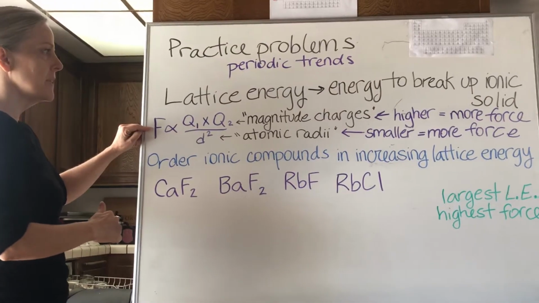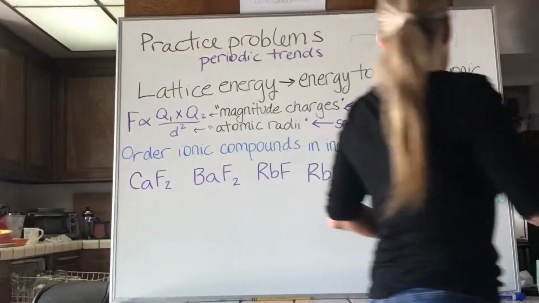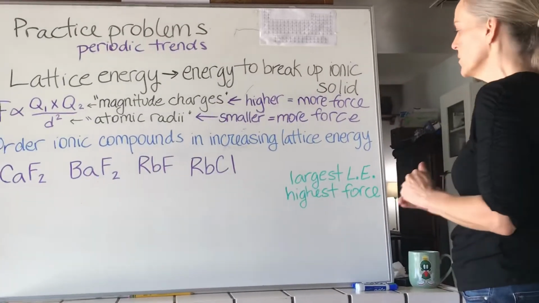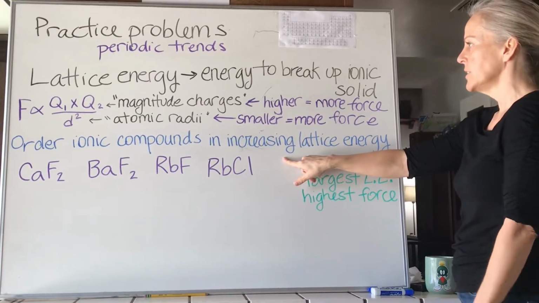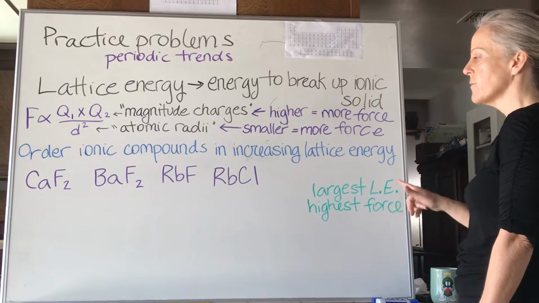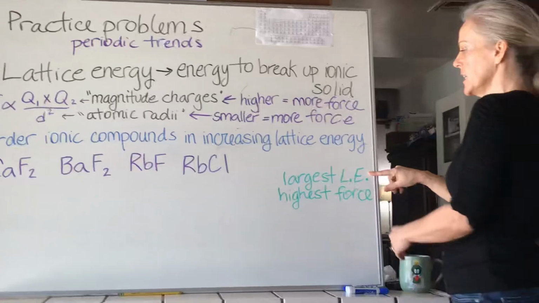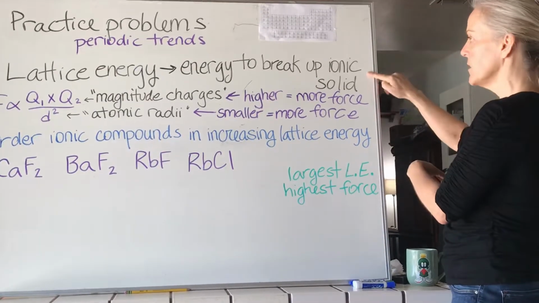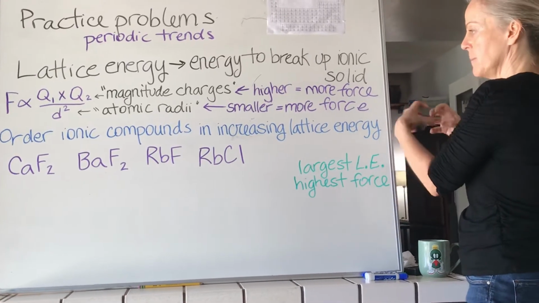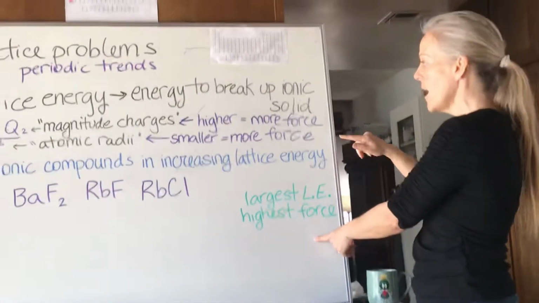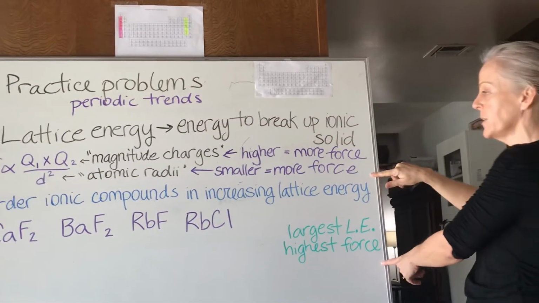And when we say something is increasing or decreasing, to put them in that order, I think it's a good idea to write down what they're looking for and say to yourself, if I'm putting them in increasing lattice energy, the one that I put to the far right has the largest lattice energy. The largest lattice energy is because the stronger energy that it takes to break up that solid is going to be the highest force in between those two. And then we have the two criteria, which is going to give us that relationship with the force.